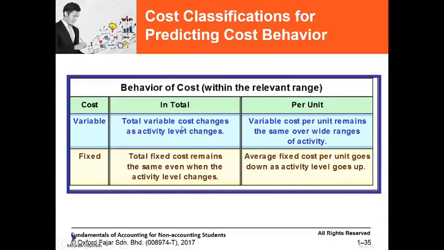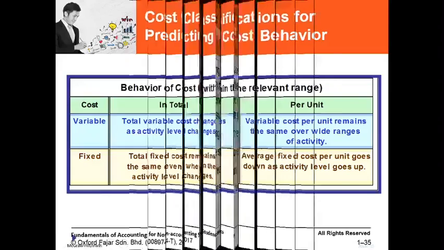So variable in total changes, variable per unit is constant, fixed in total is constant, fixed per unit changes. This is the summary of it. Please grasp and understand this part. It's very important.